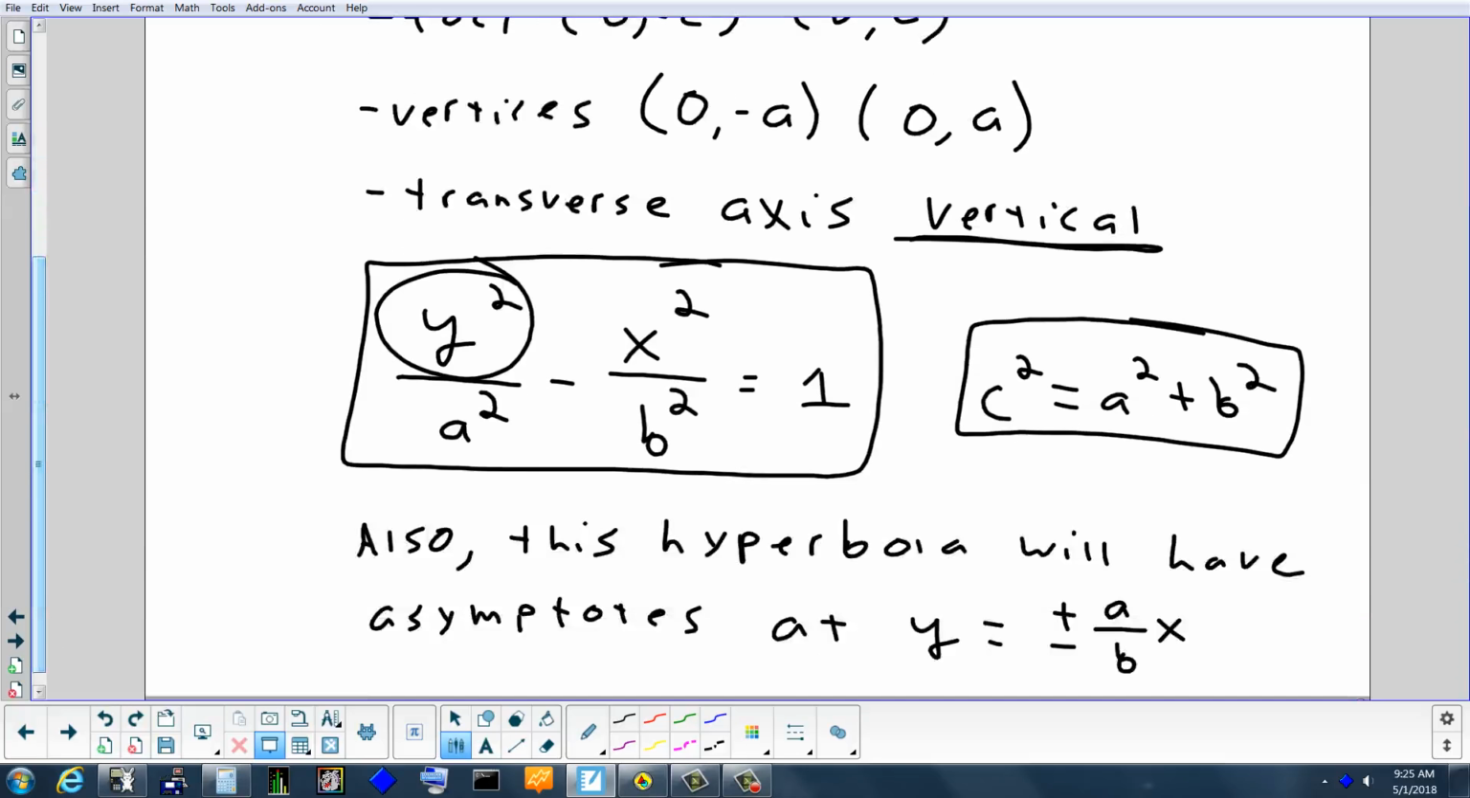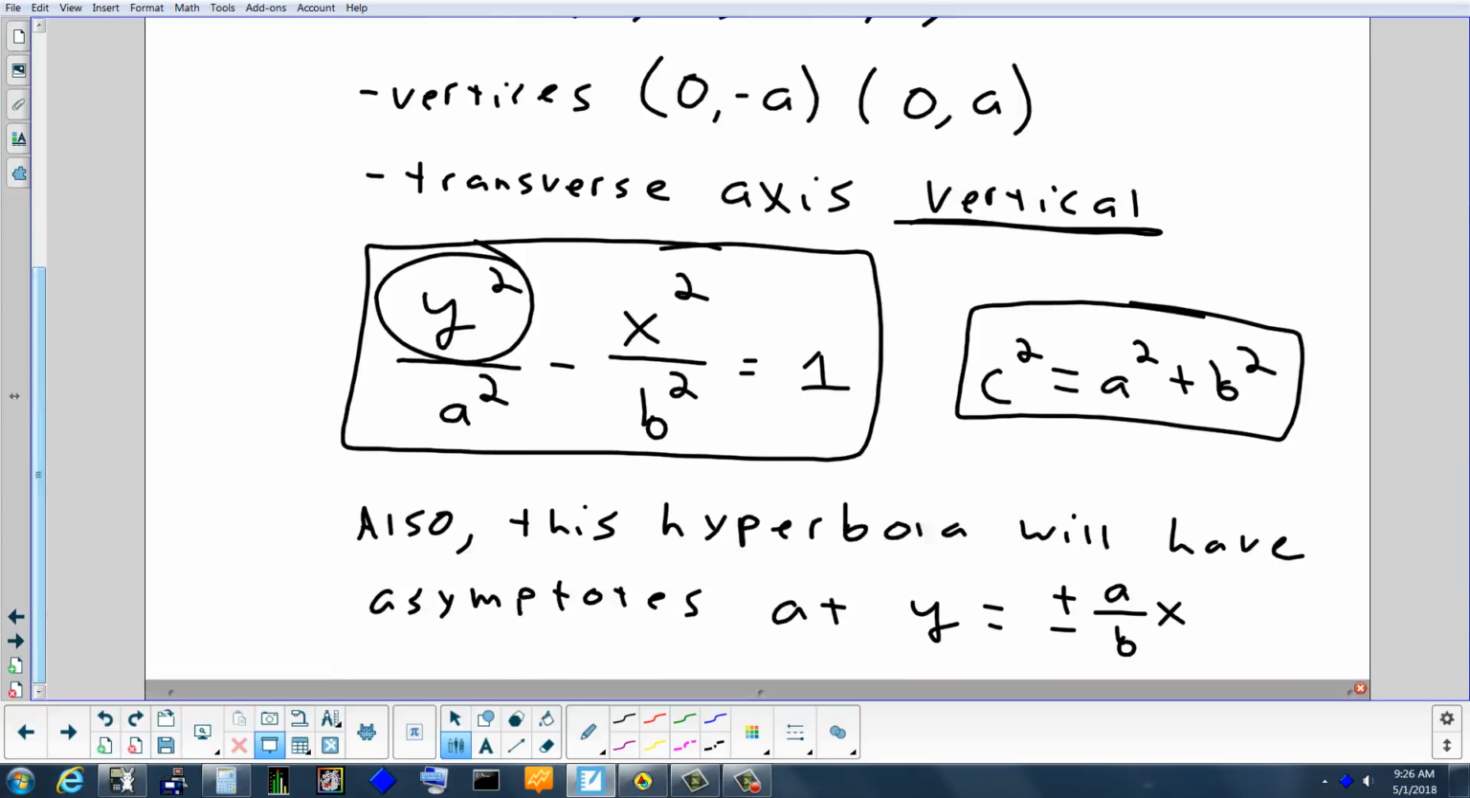And now the asymptotes. Still a line through the origin, because the asymptotes always go through the center. So if you shift the center, then the asymptote does not go through the origin. Okay, but for now, it still goes through the origin. And the slope is a over b.